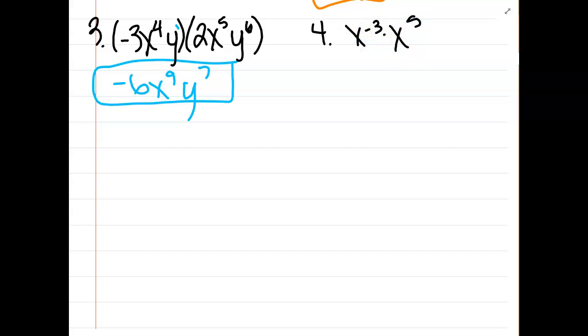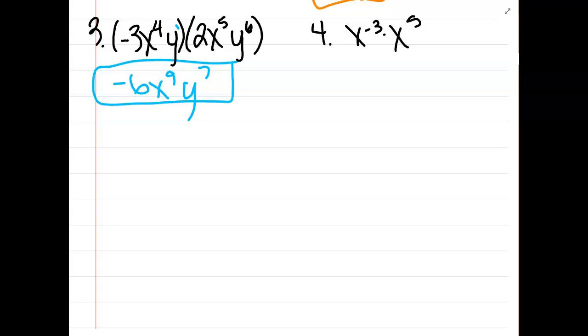X to the negative third times x to the fifth. I like to start with the positive exponents because I can picture those. I can expand those, okay? And that's a little bit harder to do when I have a negative exponent, but the rule's the same. They have the same base, don't they? We do the same thing.